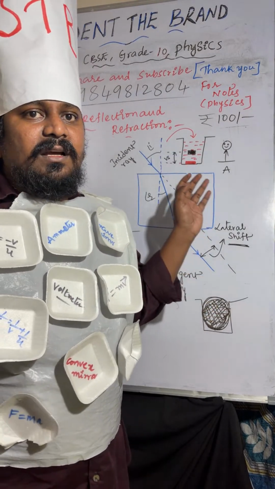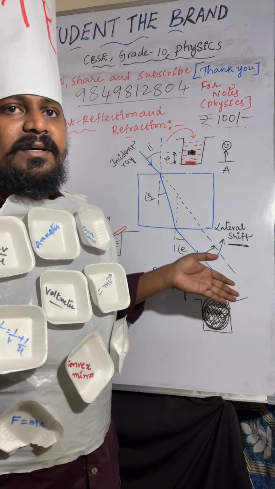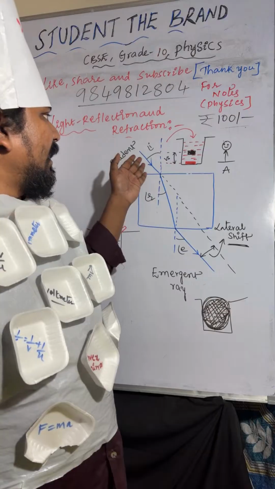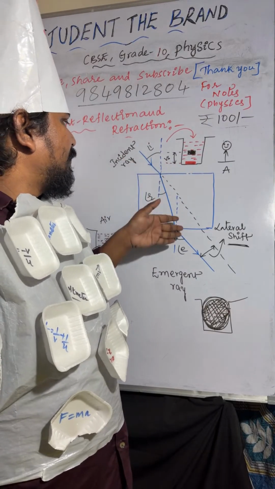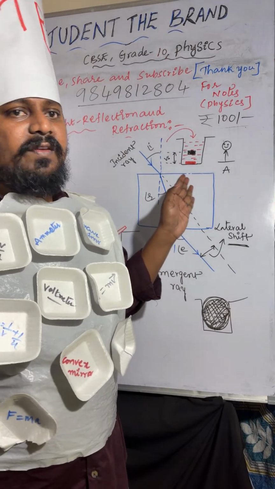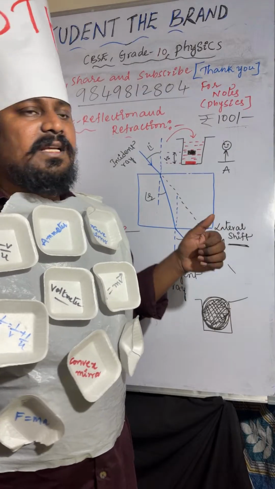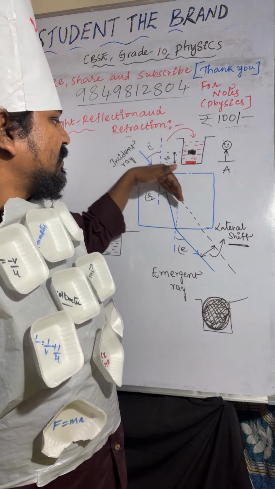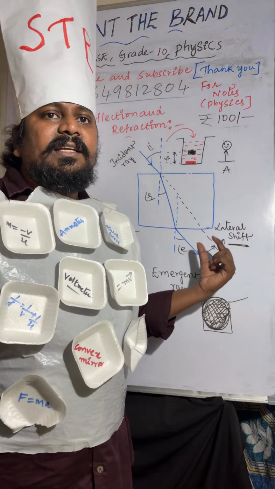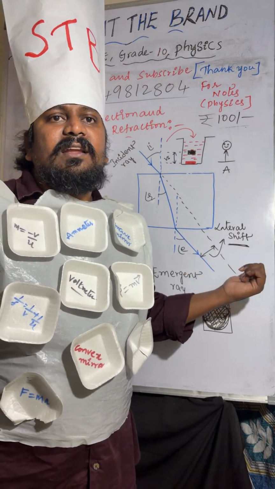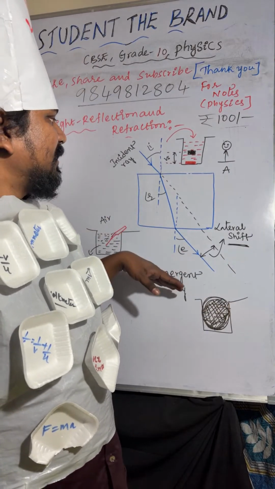So once again, observe carefully here. Incident ray, refracted ray, emergent ray. The angle between the incident ray and the normal line is called the angle of incidence. The angle between the refracted ray and the normal line is called the angle of refraction. The angle between the emergent ray and the normal line is called the angle of emergence. And here you can see the initial direction of the incident ray. The distance between the emergent ray and the initial direction of the incident ray is called the lateral shift. This is the emergent ray.